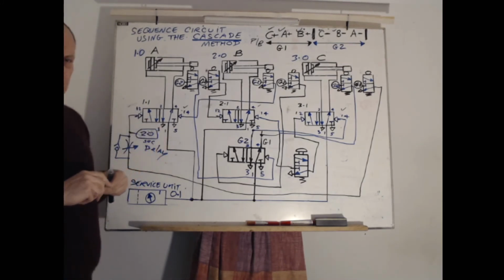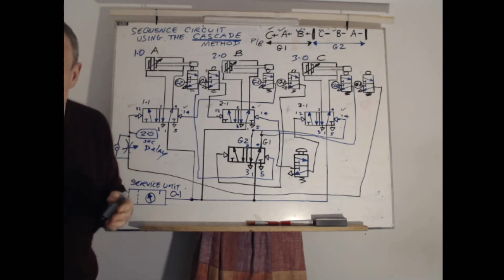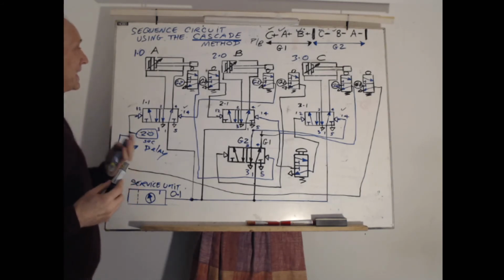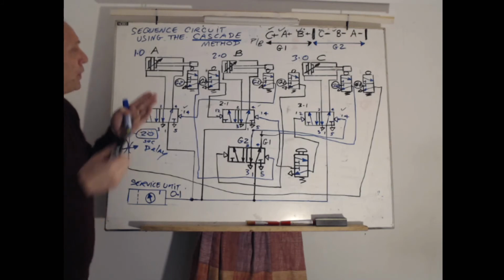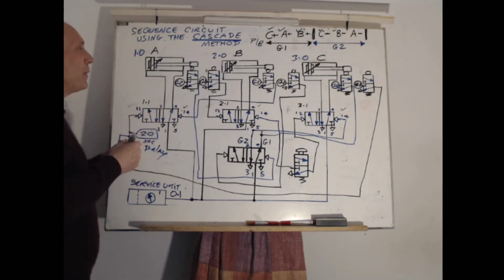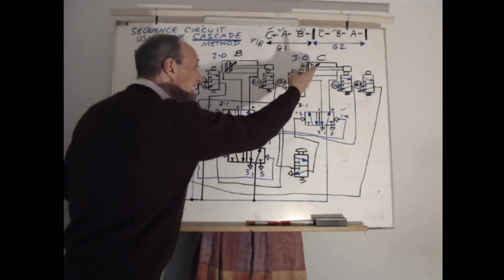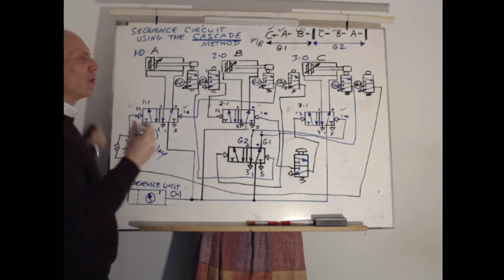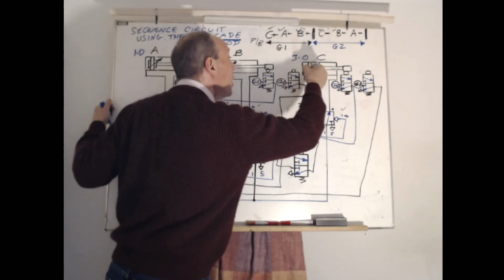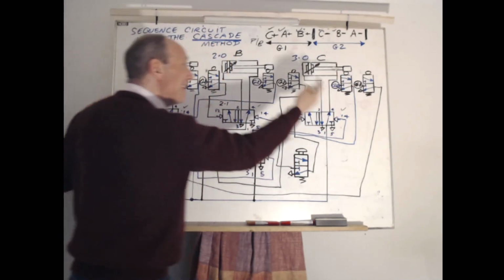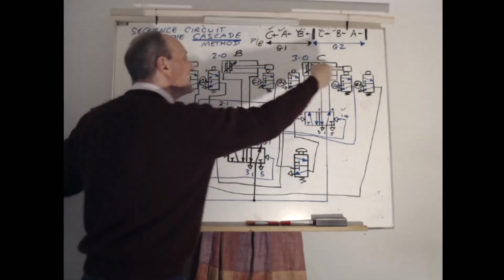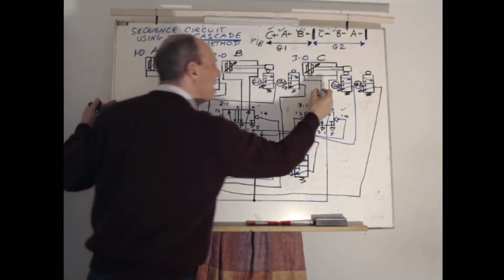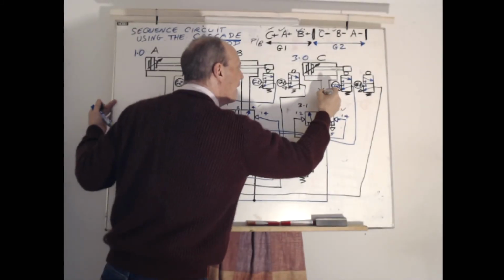One last feature would be if you wanted to slow down the operations of the cylinder. So again, if we wanted C cylinder to come back slowly, we could use a flow control again. So this is in the metering out. This is where the air comes out of the cylinder. It's sending the air out to atmosphere, and I'm going to put in a flow control valve.